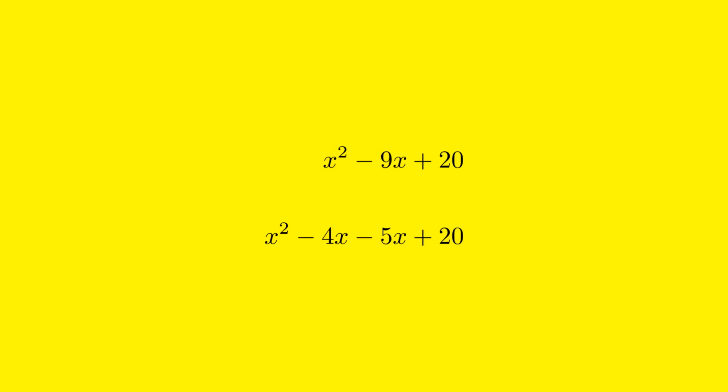Next, we observe that the pairs 1 and 20 and 2 and 10 cannot add up to minus 9. However, the pair 4 and 5 can be adjusted since minus 4 and minus 5 multiply to give 20 and add up to minus 9. Therefore, we can break down the middle term, which is minus 9x, into minus 4x and minus 5x. Our expression is now altered to x squared minus 4x minus 5x plus 20. This completes step 1, where we have rewritten the quadratic equation into 4 terms.